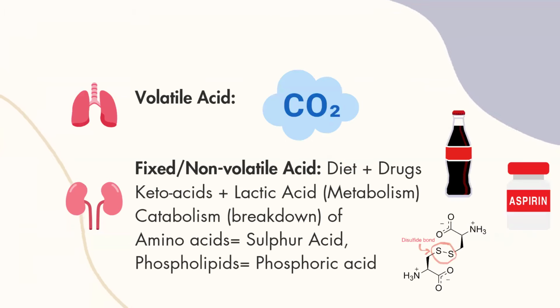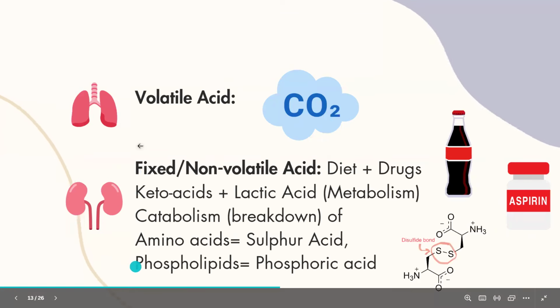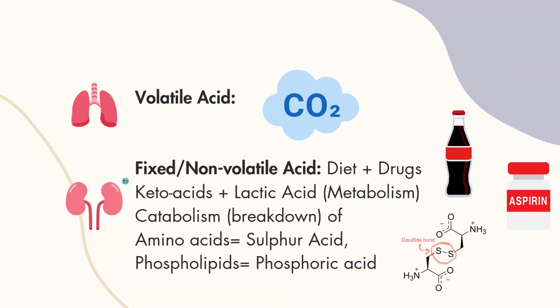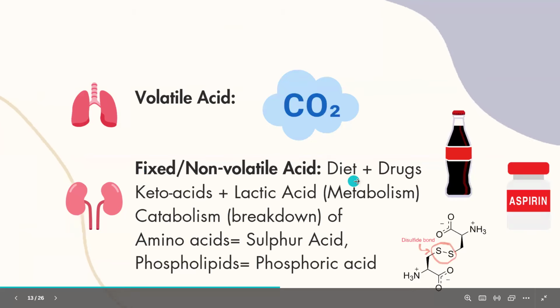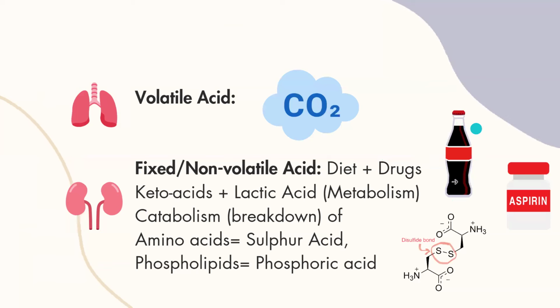Now, just to give you the examples of what these are, the volatile acid, our main and only really important example, is CO2, carbonic acid. All right, and we'll talk about this more in the next slide. Let's just get to the fixed non-volatile acids because they're not as important, but they were mentioned in your doctor's slides. So, what are the sources? We already covered the loss. We said the loss is through the kidneys as urine. So, what are the sources of these? Well, diet. Let's say you drink a bunch of Coke, okay, or Pepsi. You took some type of drugs, like let's say aspirin, because aspirin is also called salicylic acid, all right?